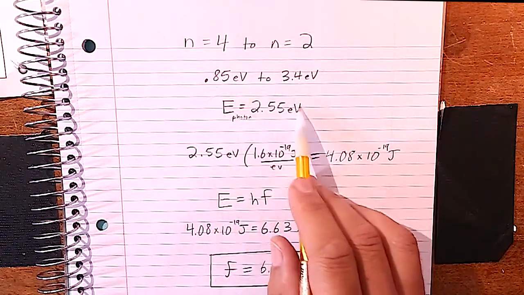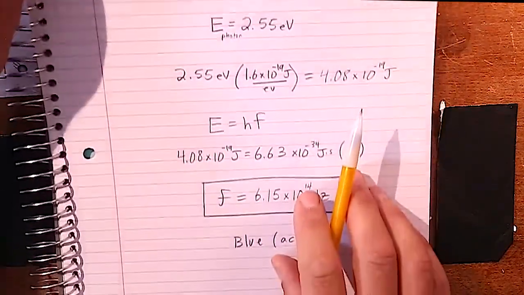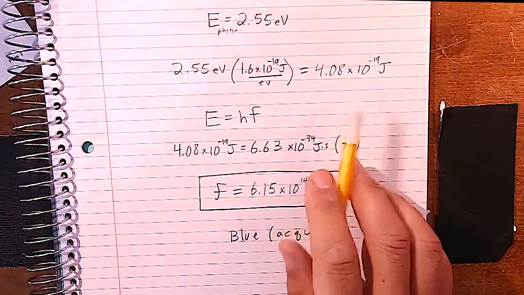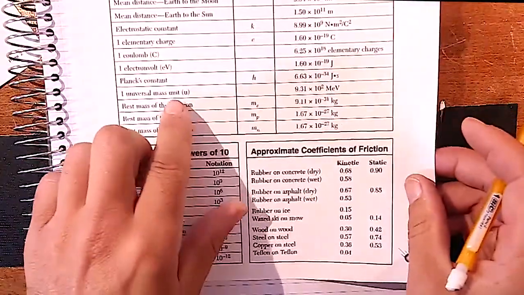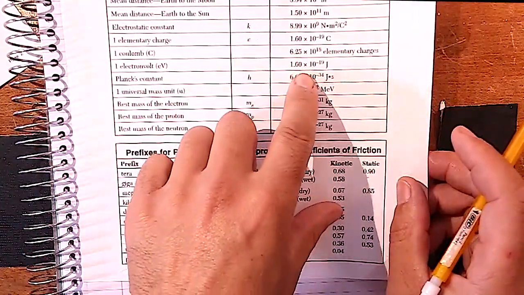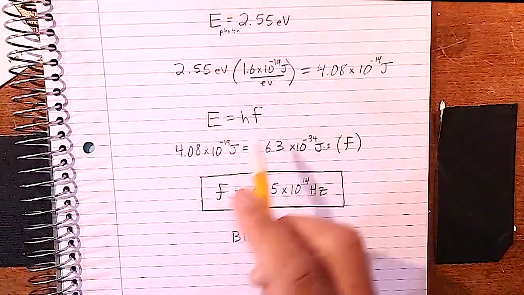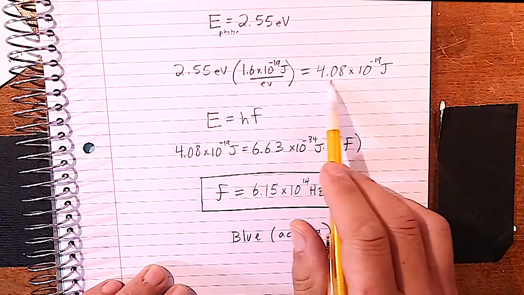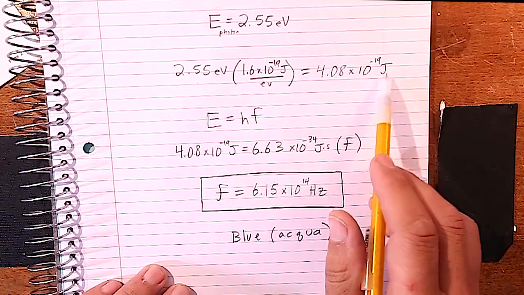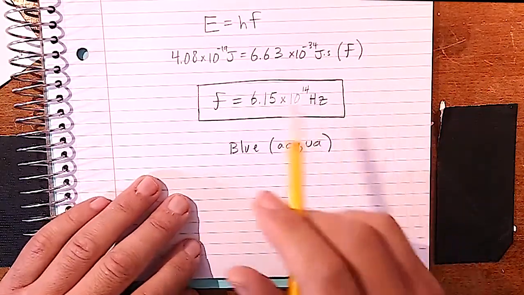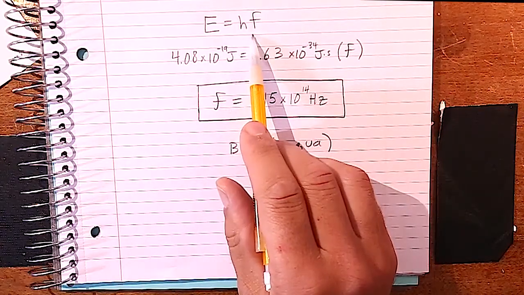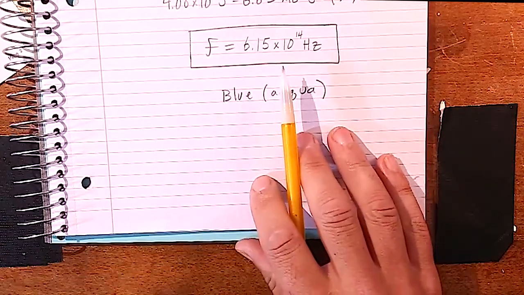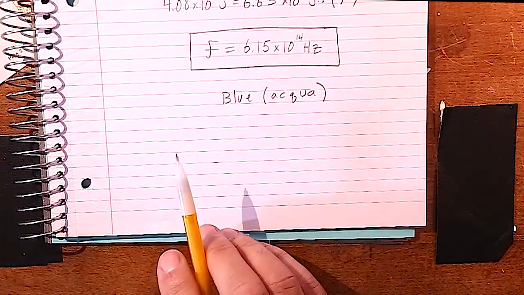So this is the energy of the emitted photon. We then need to convert from electron volts to joules. If you forget that, it is on the reference table that 1 electron volt is 1.6 times 10 to the minus 19th joules. So we cross multiply, our EVs cancel, and we're left with 4.08 times 10 to the minus 19th joules. This is now in joules, so we can use E equals hf. H is on the reference table, Planck's constant. Solve for the frequency, and we get 6.15 times 10 to the 14th hertz.